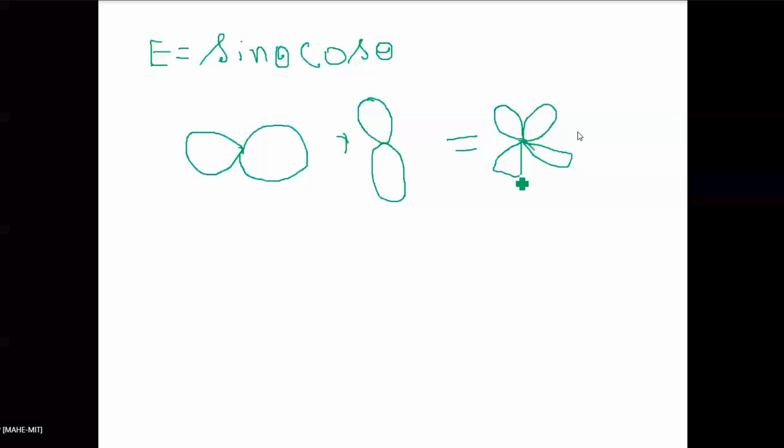Sin theta cos theta. It should be symmetric. So have you got it? How to draw the pattern? Excuse me, sir. Sir, we are varying theta from 0 to 180 degrees, right? Yes. So, sir, shouldn't we get the graph only on one side of the lobe?